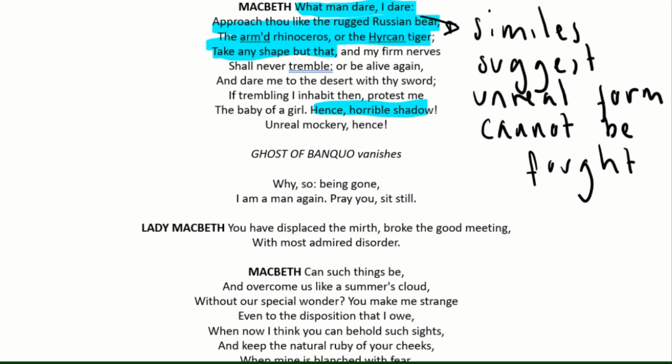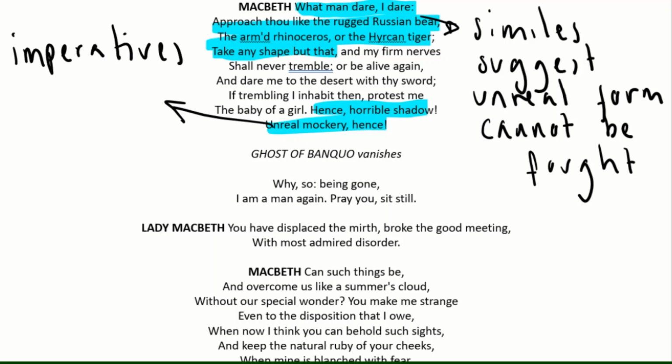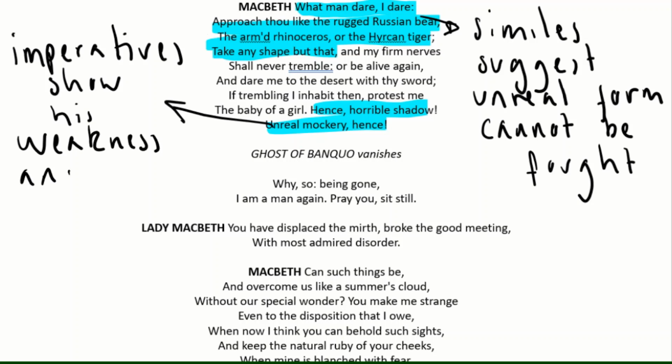And again, "hence, horrible shadow, unreal mockery, hence." He's using imperatives here. Get out. Imperatives which show his weakness and desperation.